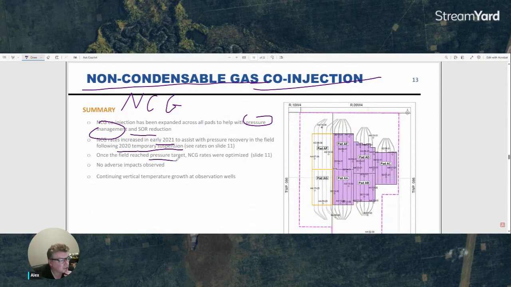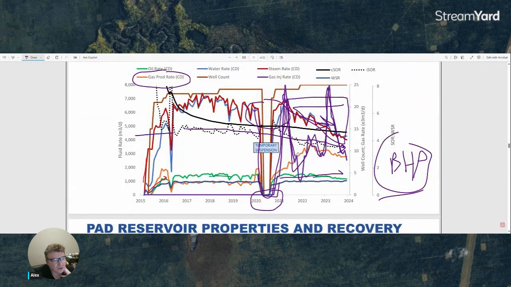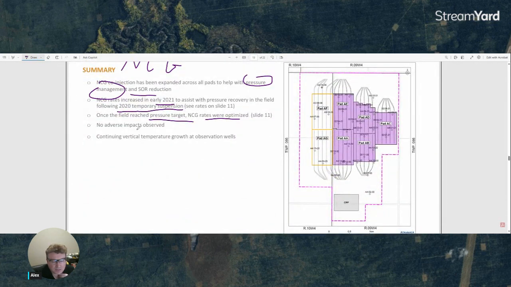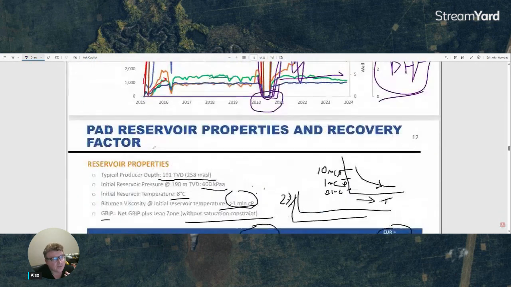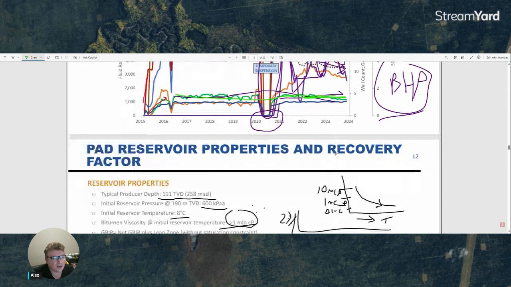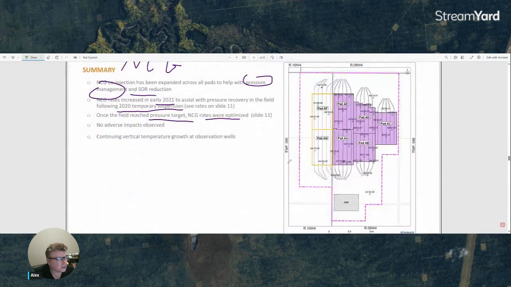Once the field reached pressure target, NCG rates were optimized, and you can see here they reduced them. They optimized by reducing and then by increasing again. No adverse impacts observed. What does it tell me? That their forecast for oil production, which you can see here in green, was not impacted, right? So if they didn't have any damage associated with NCG co-injection, that means that forecast was made for SAGD and similar recovery was seen as part of NCG co-injection.